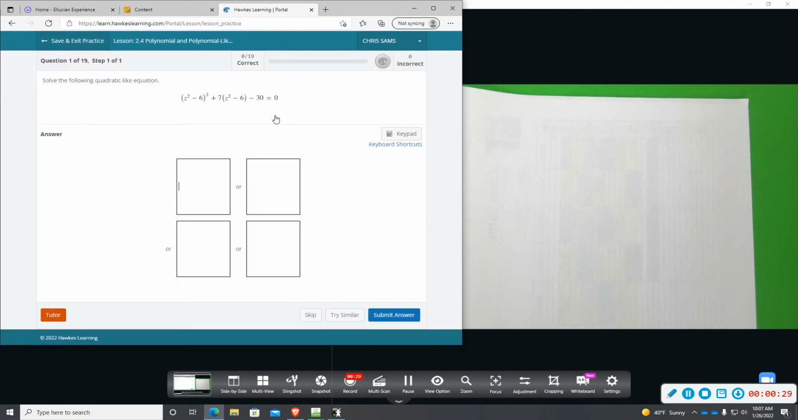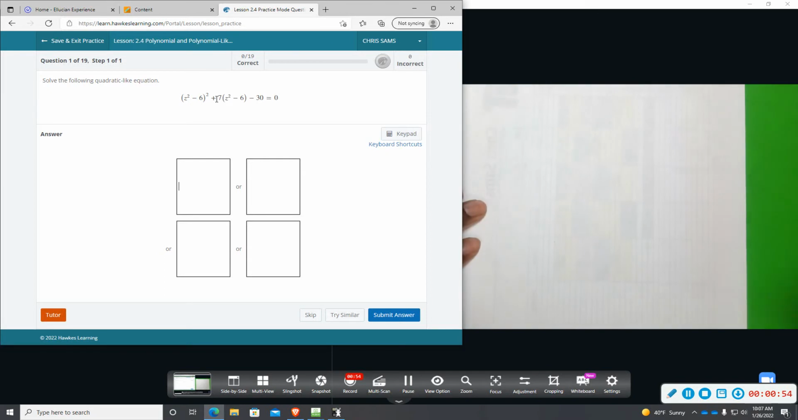So I just want to show you. This first problem looks quite a bit messy. You have this z squared minus 6, and then it's squared, and then you got plus 7, z squared minus 6, and then minus 30. Like this problem, most of them look quite a bit messy. I want you to notice a pattern. So, I'm not going to solve it.